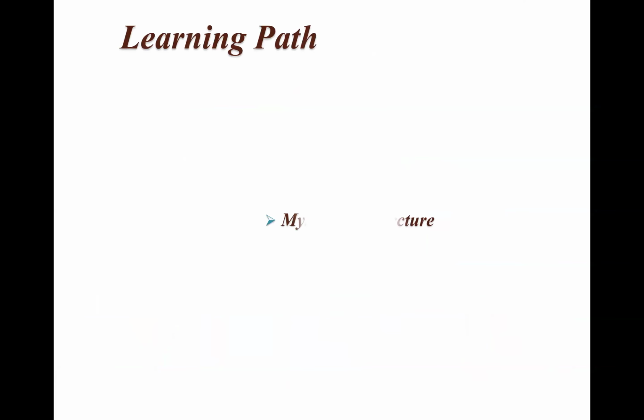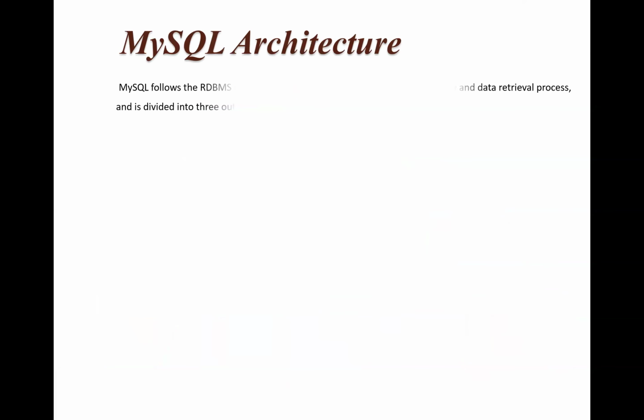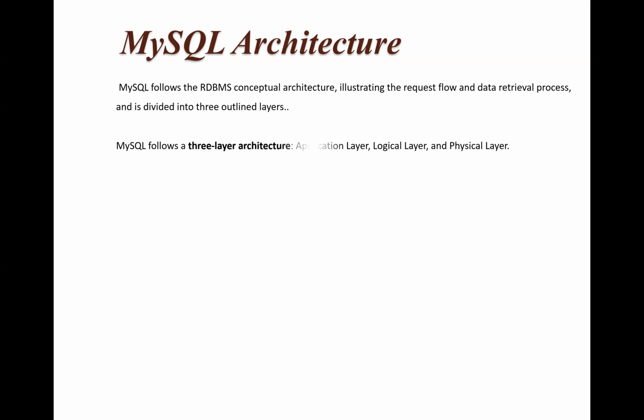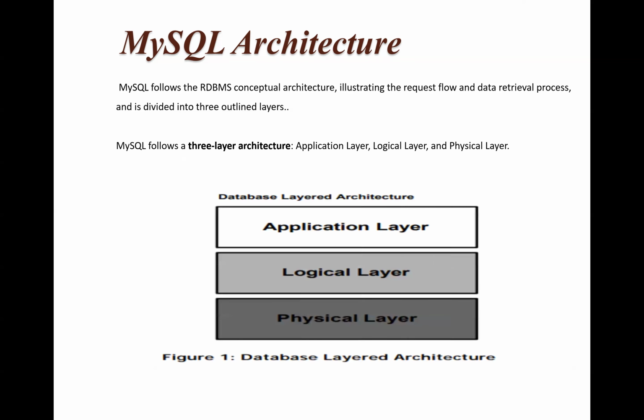Learning path, MySQL architecture. MySQL, as you already know, follows the RDBMS conceptual architecture. Whatever the RDBMS concepts are, it is a client server architectural model. In MySQL, it is divided into three outline layers. What are these three outline layers? One is the application layer, the logical layer, and the physical layer. So this is an outline layer diagram showing where the application layer, logical layer, and physical layer sit.